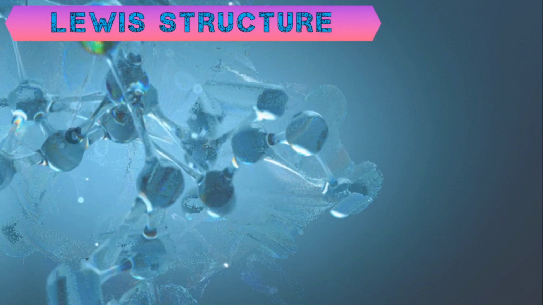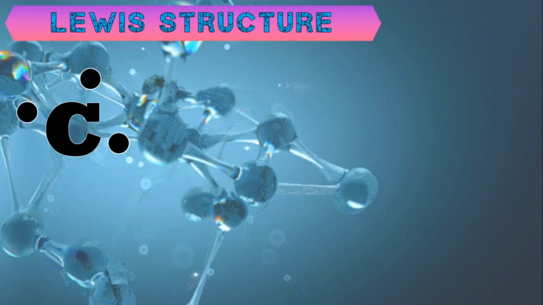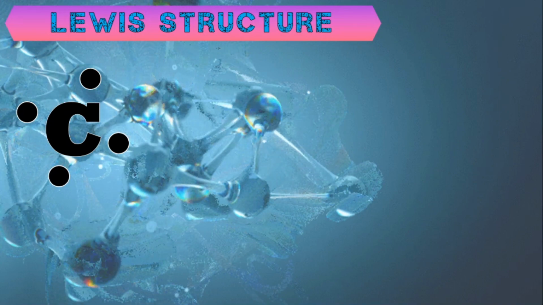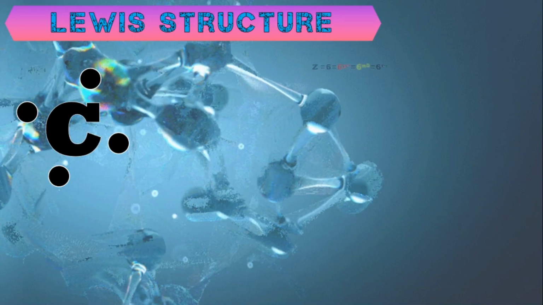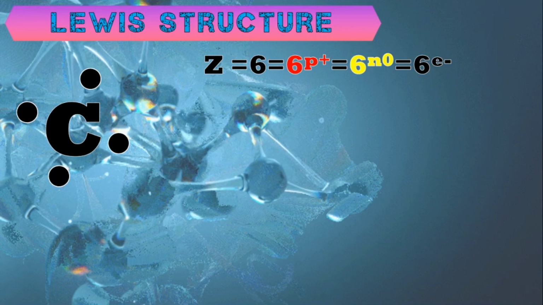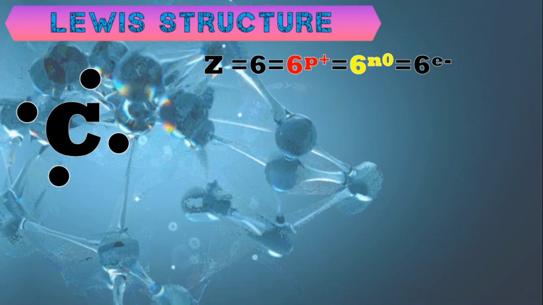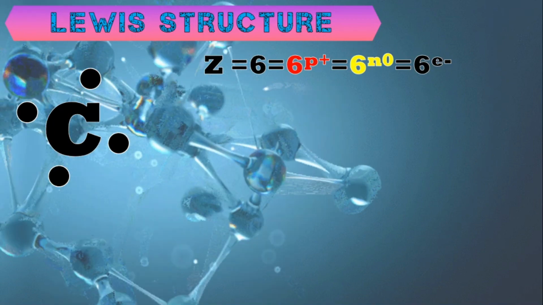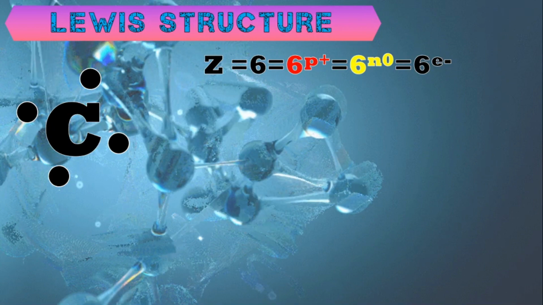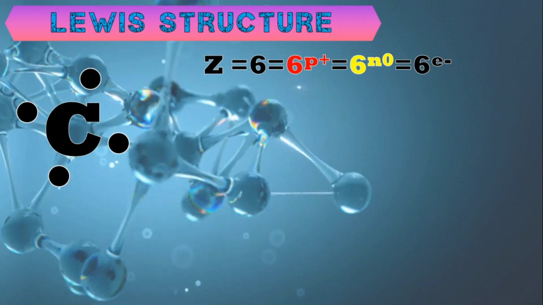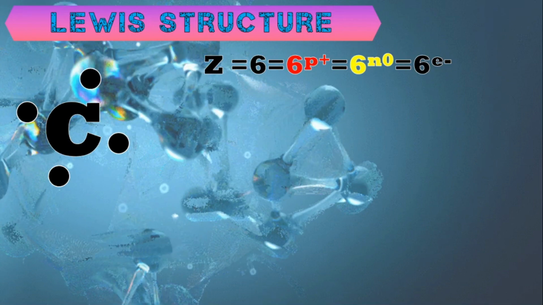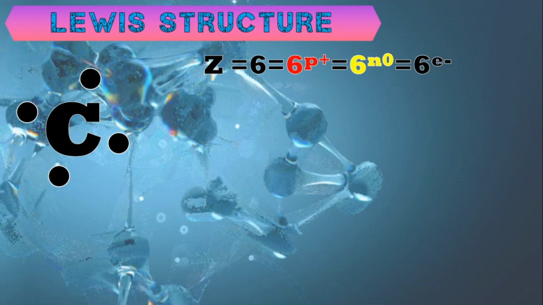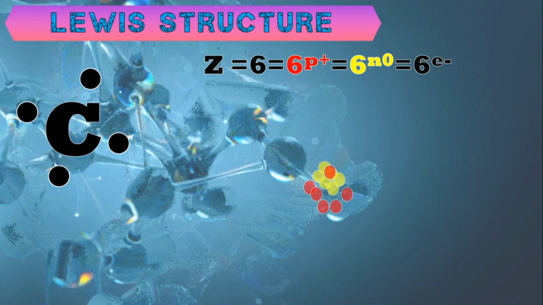Okay, let's see the Lewis structure of certain elements. For example, carbon. This is the Lewis structure of the element carbon. As you remember, carbon has an atomic number of 6. Therefore, it has 6 protons, 6 neutrons, and 6 electrons. That is for the neutral carbon. Now, the valence electrons of the carbon atom is 4, but the total number of electrons of carbon is 6.